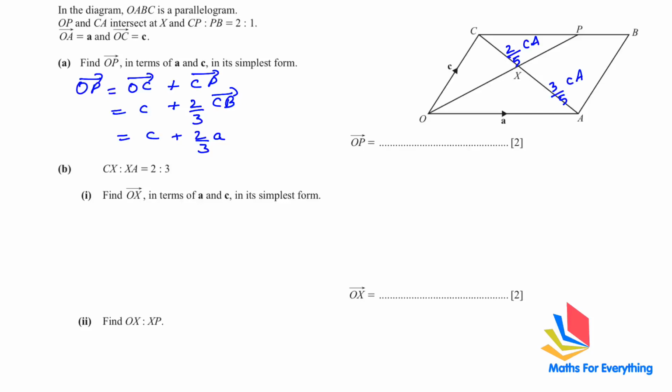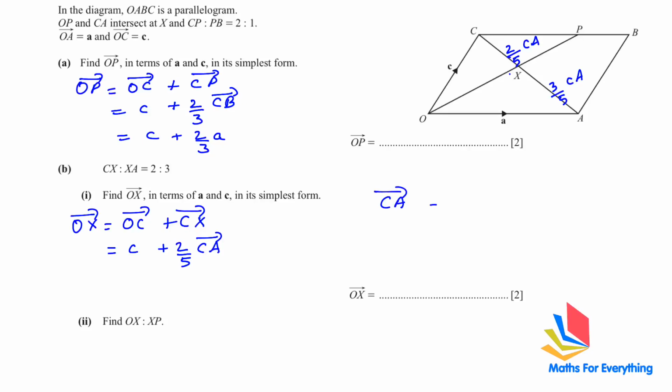Okay, we have to find OX. To find OX, we will go from OC to CX. So OC plus the vector CX will give us OX. We have OC, which is C, but we don't have CX, so we have to find CX. What is CX? We said it's 2/5 of CA. Again, we don't have CA. So let's find CA first.